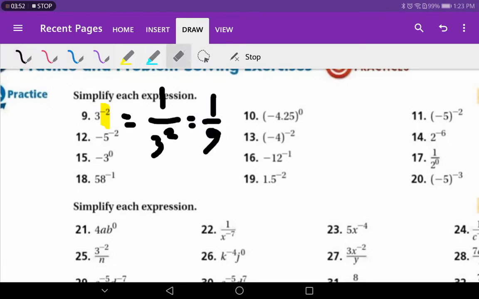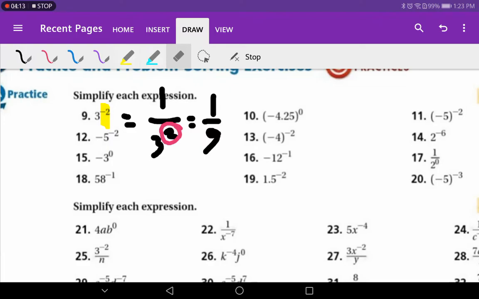Teacher, where did you get the 9? It is 3 with power 2, my dear student. It is equal to 3 multiply 3. The power is 2, so how many times will the 3 multiply by itself? It's 2. So 3 multiply 3 equals 9. I know you know it, my dear student, but I just remind you.